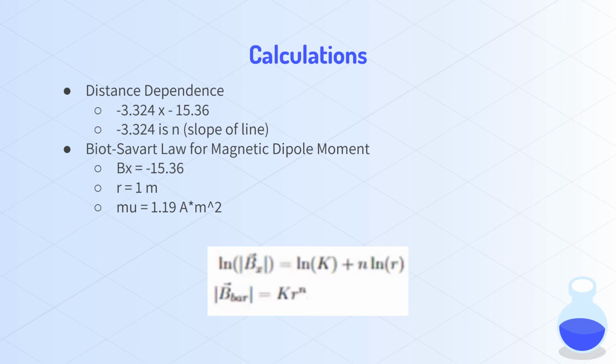Next, we need to set the magnitude of B equal to mu naught over 4 pi times 2 mu over r to the third. We can do this by replacing K times r to the n for B. Once again, we can simply plug in all of our known values and solve. The result of this calculation is 1.167 ampere meters squared.